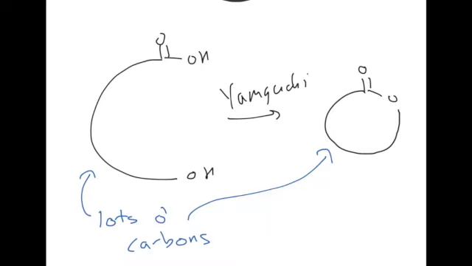Usually you'll run this at a low concentration. Because your goal is to only ever have your alcohol run into the activated acid in the same molecule. So you run it really, really dilute, so that the chances of it running into another molecule are really low.